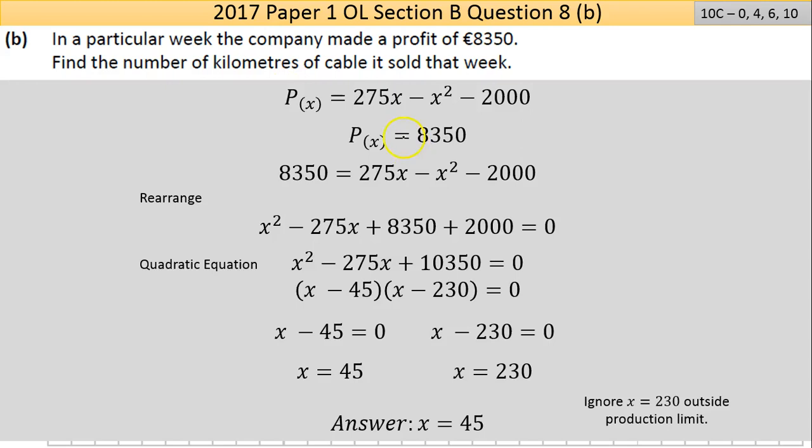So if we use our function, there are 2 unknowns. But we're also told in the question that the profit is that. So now there's actually only one unknown, because P of X and P of X are the same thing.